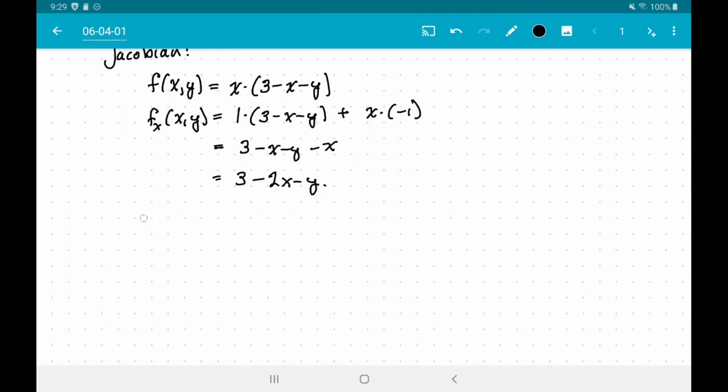G of x and y is y times 2 minus x. Oh, wait a minute. We haven't finished with f yet. Sorry. F sub y of x and y is, okay, now we need to do the derivative with respect to y. Take a moment, see if you can remember how to do that.